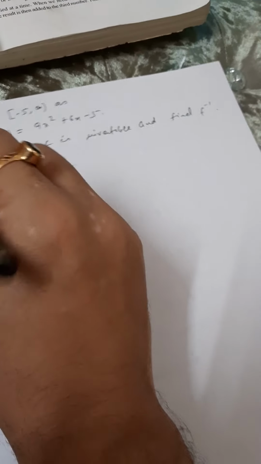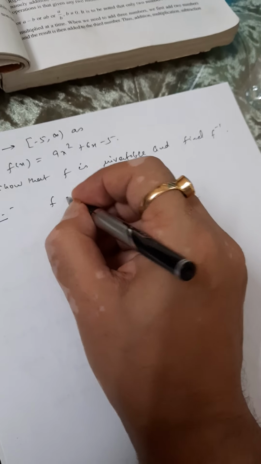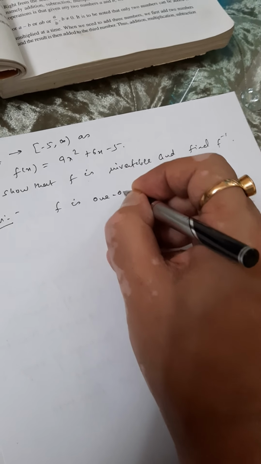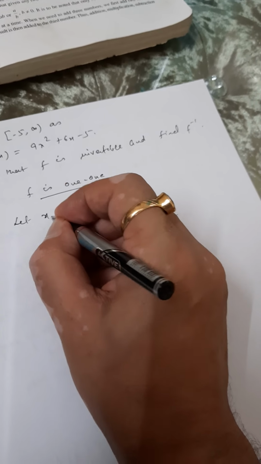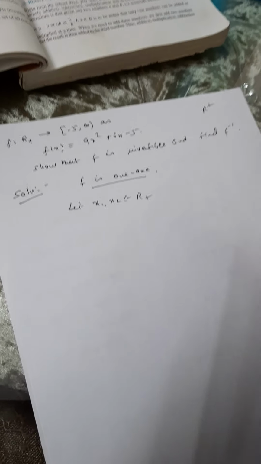Now, I will show you both the methods, the method of composite functions and the method of 1-1 and onto also. Now, solution. Now, you will write f is 1-1. Now, let x1 and x2 belong to R+. See, R+ is all non-negative reals, whereas R+ this is all reals excluding 0. So there's a difference in the two R+.